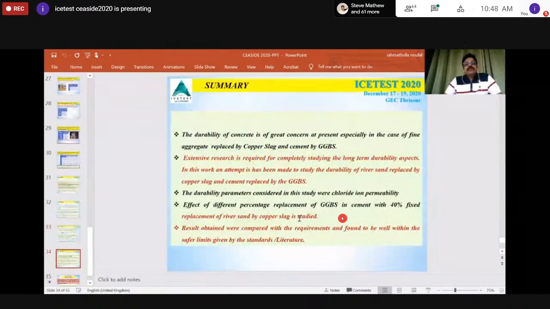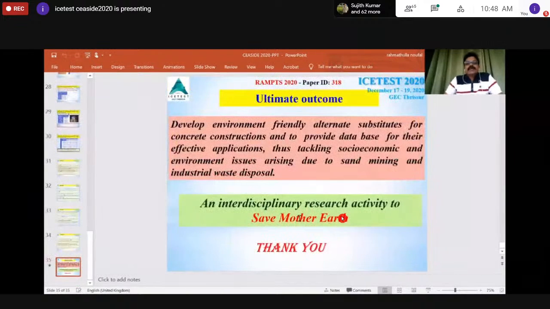So in conclusion, we can say that we can replace this material effectively in concrete. It will lead to a waste to wealth economy, it will preserve natural resources, and we can dispose of the industrial waste properly. Thank you for giving me a chance for this presentation.